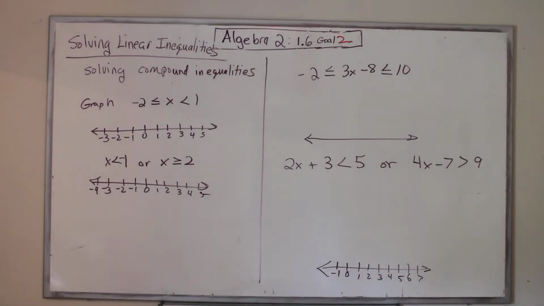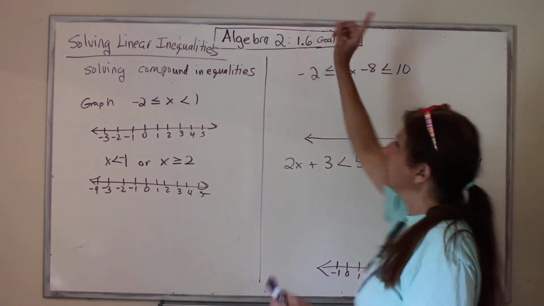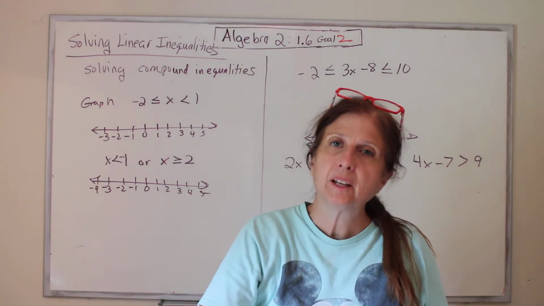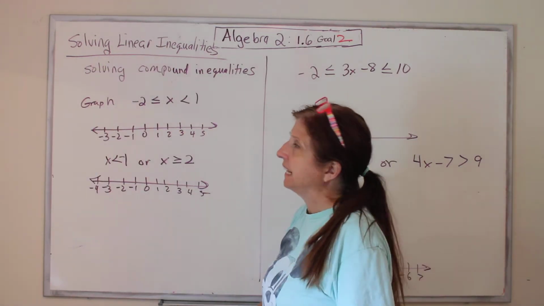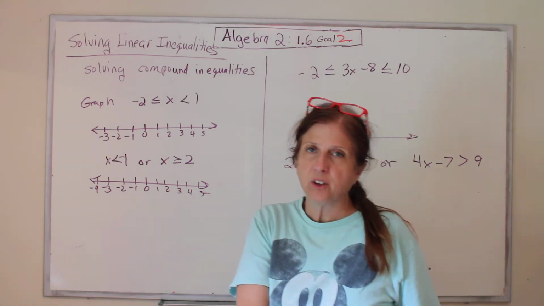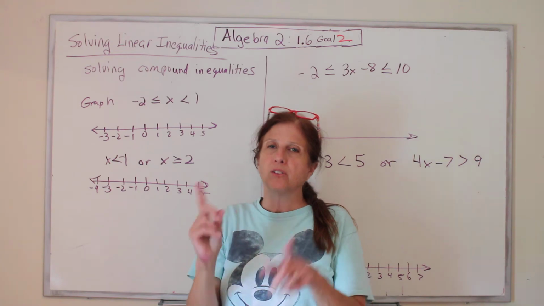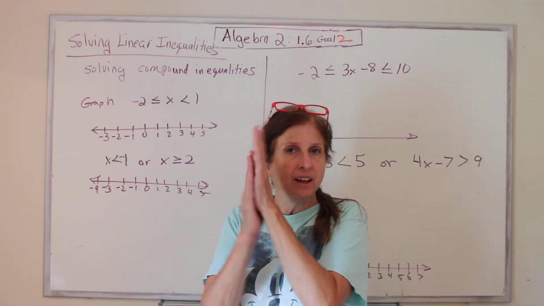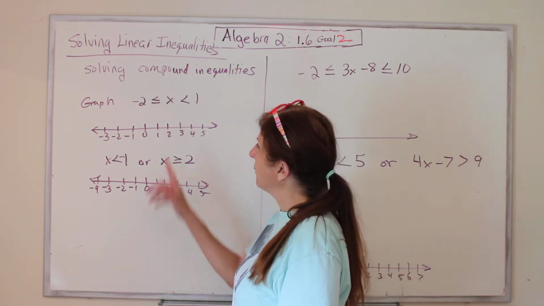Welcome back to Algebra 2, Chapter 1, Section 6, Goal 2 in this book. We've been talking about solving linear inequalities, and we learned that there's only one rule: if you multiply or divide both sides by a negative number, you flip it.